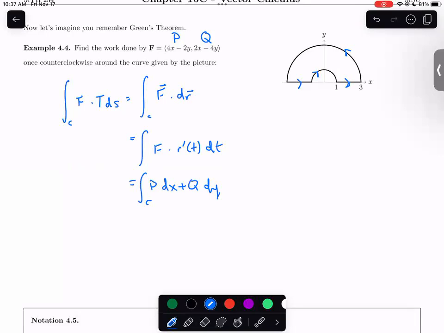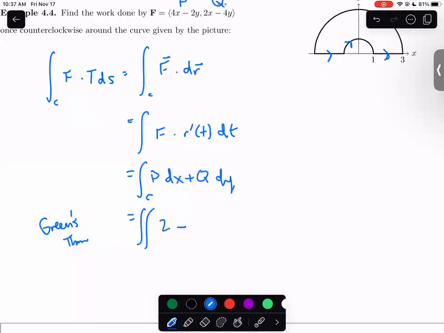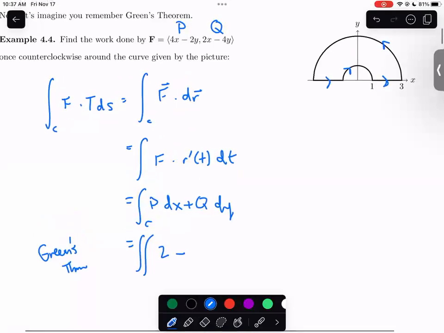But now, because we see that it's a nice closed curve and everything, we're going to go ahead and decide to use Green's theorem and calculate out our Q sub x, so it's going to be 2, minus our P sub y. So the derivative of P with respect to y is going to be negative 2. And so I'm going to have the double integral of 4.